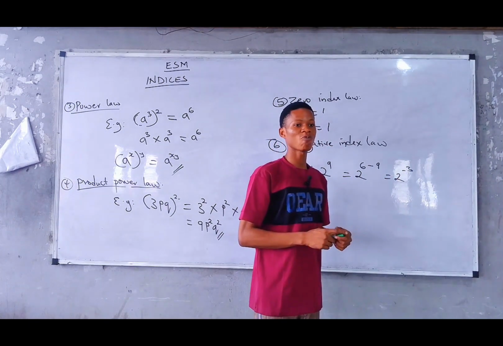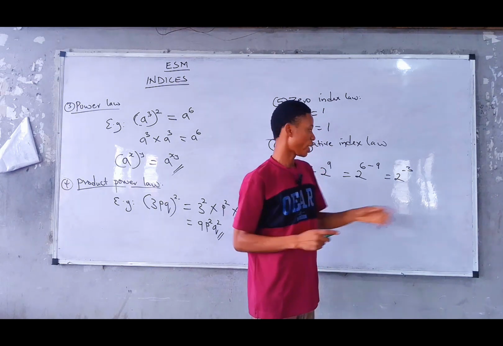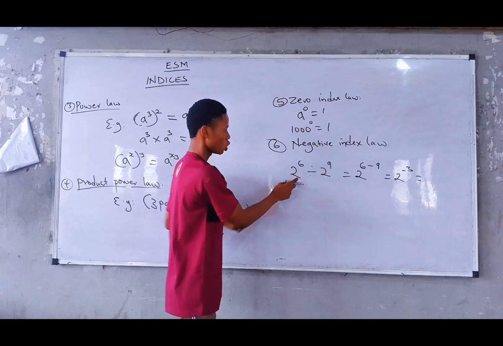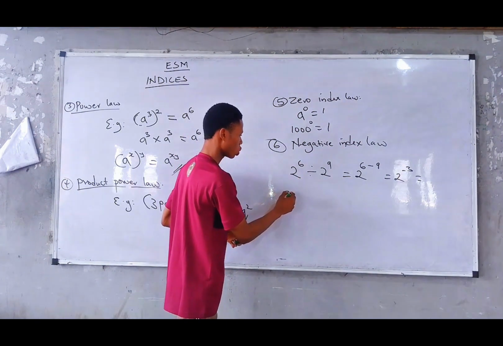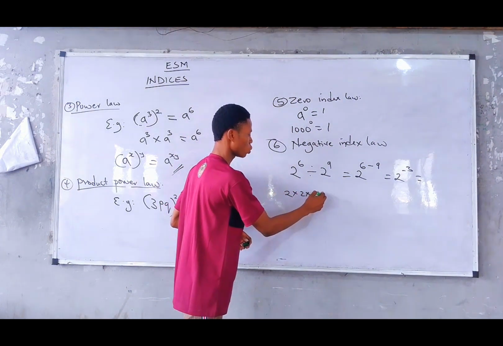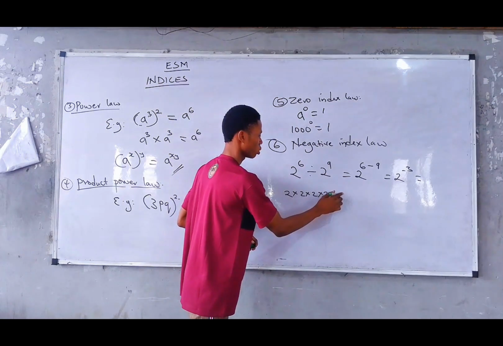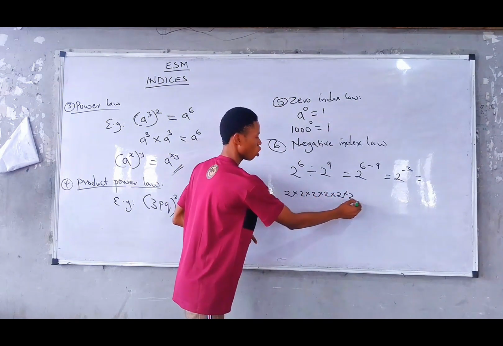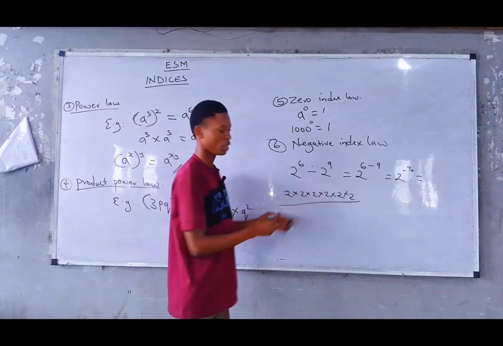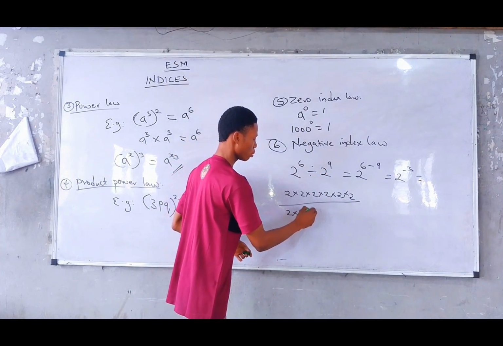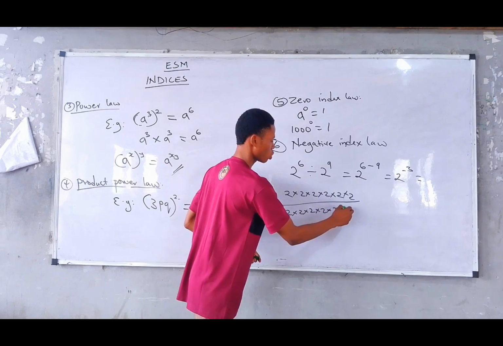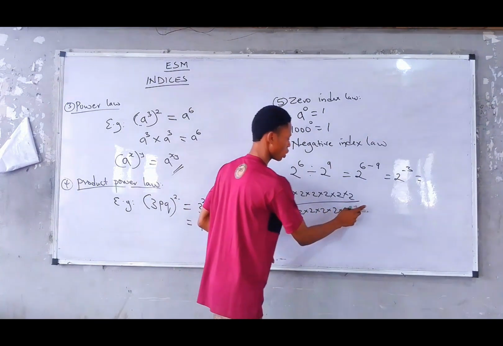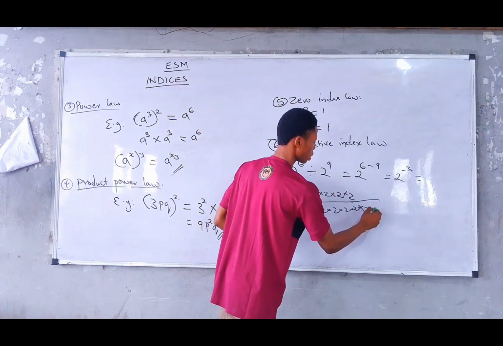When we have a negative power like this, what do we do? Now, before I tell you what to do, look at this. Let's come back to this place. 2 raised to power 6 is the same thing as 2 times 2 times 2 times 2 times 2 times 2, 1, 2, 3, 4, 5, 6, right? All over 2 raised to power 9, which is 2 times 2 times 2 times 2 times 2 times 2 times 2 times 2 times 2, 1, 2, 3, 4, 5, 6, 7, 8, 9.